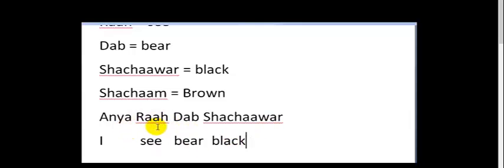All right? So, Anya, Ra'a, Dab, Shakawar. All right? So, that's I see bear black. All right? Then you would do the same thing if you're speaking about a brown bear. You would put Anya, Ra'a, Dab, Shacham. All right? Basically what you said is I see bear brown.